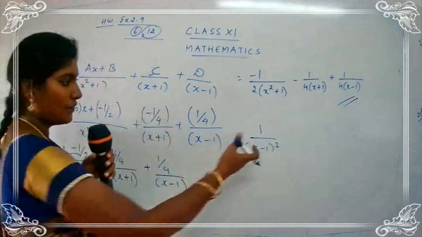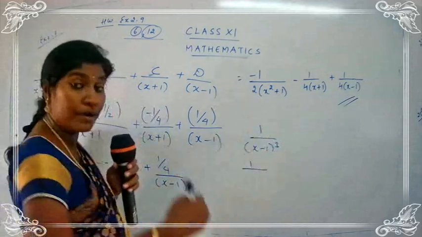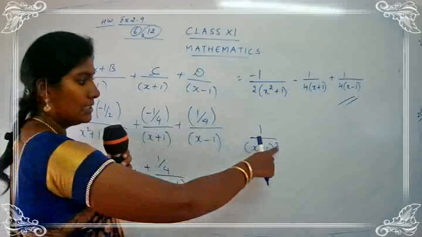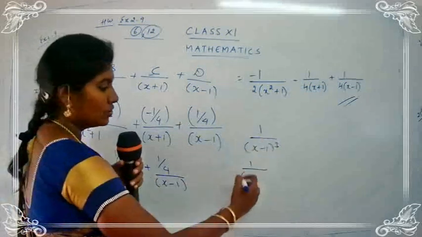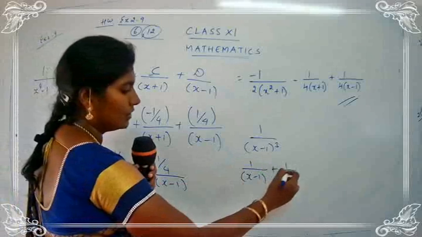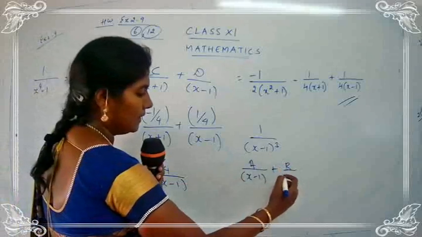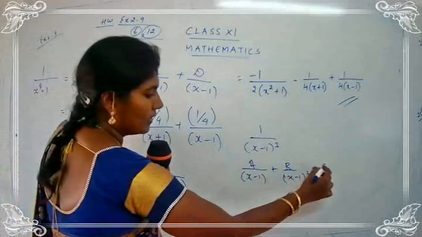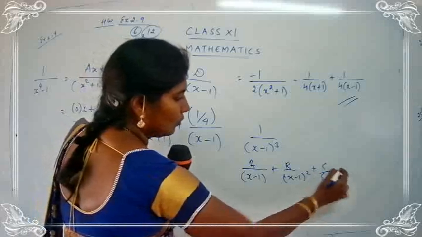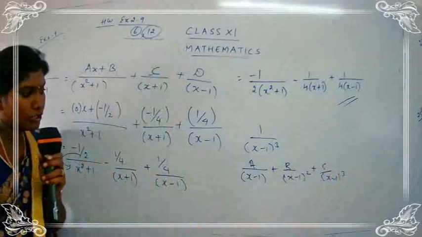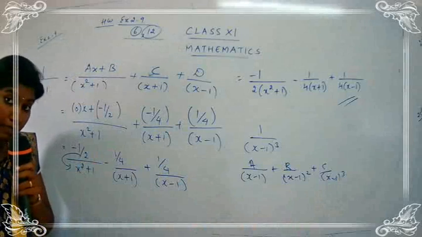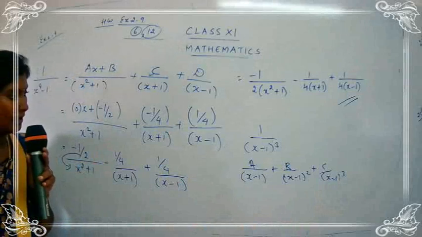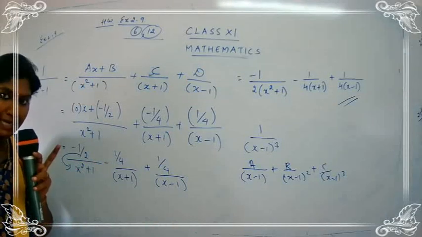You have some power. So when you have the power, you have to just go on writing in increasing order. That is here, the power is 3, yes? So you have to start from 1, then you have to take 2, like A upon x minus 1, then you have to take B upon x minus 1 the whole square, plus C upon x minus 1 the whole cube. It will go on. Okay, children? So we have some more types to be done, and we'll be doing another type in the next class.